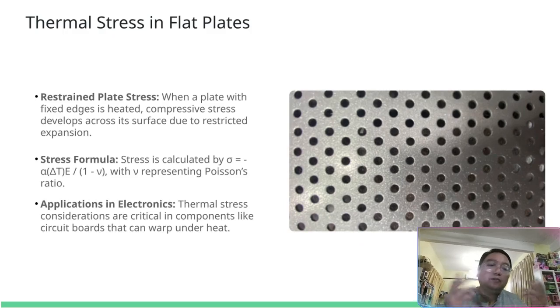Over a long time, when exposed to the sun, it will become warped under heat. The stress is calculated by this equation, where v represents the Poisson ratio. In electronics, the parts are very critical because they are so sensitive to heat. Maybe we seldom see it in normal life, but the things in your handphone and smartphone have electronic parts.